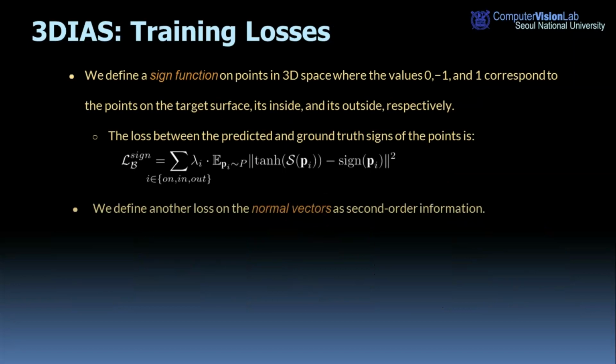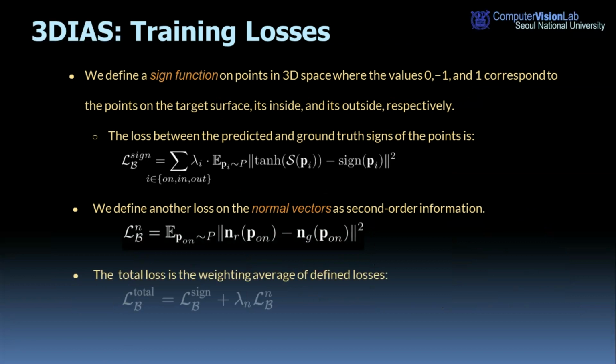The implicit algebraic primitives, like other implicit functions, divide the space into positive and negative signs. Therefore, we define the sign loss to map the points inside and outside the shape to negative and positive values respectively. The sign loss also maps the points on the surface to 0. The sign loss enforces the network to reconstruct the desired surface and refuse to generate redundant surfaces simultaneously. We also define the normal loss for the points on the surface to learn the second-order information. We train the network with a weighted average of the defined losses.